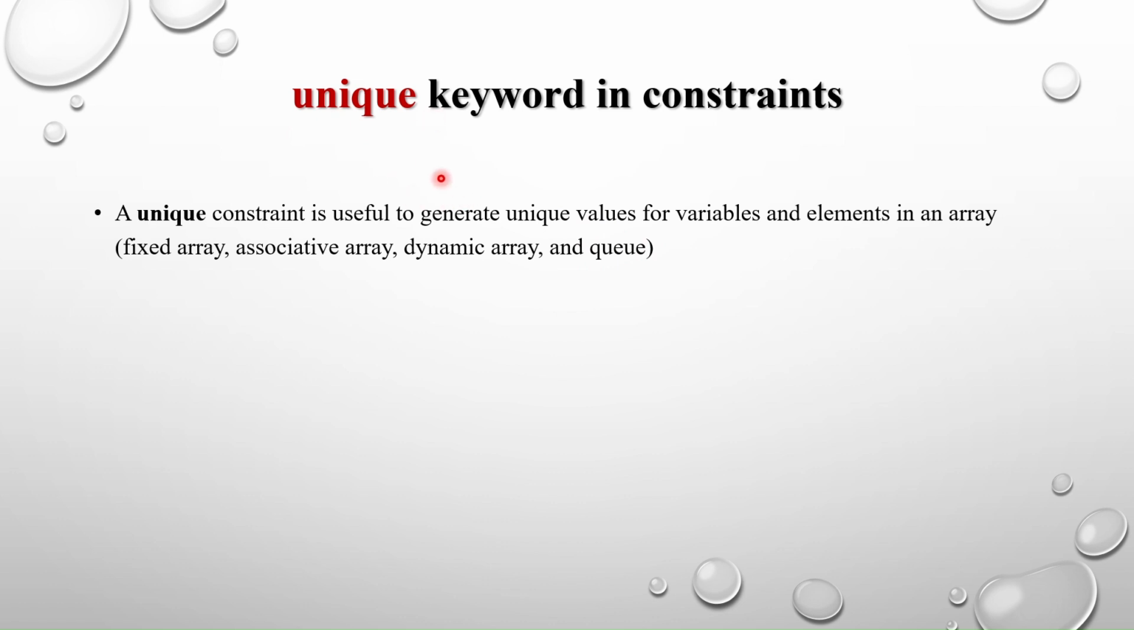Queues also we can use the unique keyword so that we can generate the unique values in the array or for the variable. So the syntax is constraint name, and the keyword unique we will use. One more thing you have to remember is that we always need to use curly braces. Inside the curly braces only we need to specify the array name or variable name. Okay, so this is the syntax. Now we will see the example.